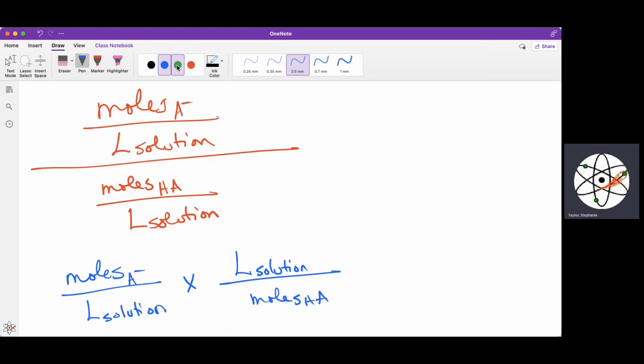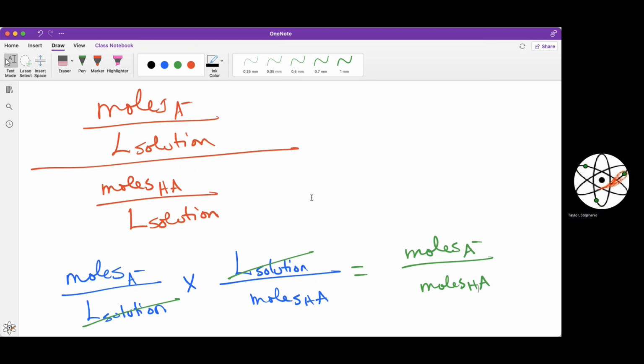I'm going to go ahead and cross out like terms. Those are my liters of solution, and I end up with my moles of A minus divided by my moles of HA, which is essentially what I used. So you can use molarity in the Henderson-Hasselbalch equation, but you can also use moles as long as it's the same. As long as both numbers are molarity or both numbers are moles, as long as they're the same unit, you can use either one.